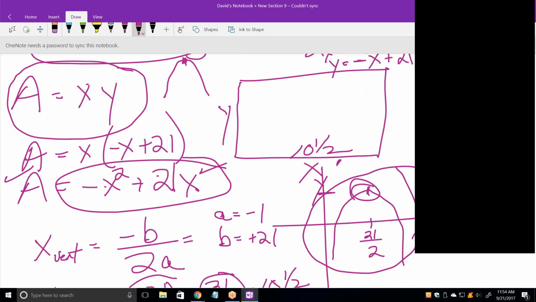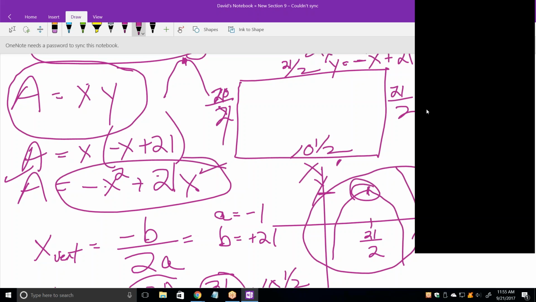Now, remember my original equation, 2y plus 2x equals 42? Well, yeah. 2x is 21, which gives me 21 for the y's in half. So they're also 21 over 2. In fact, every side is 21 over 2, and we have a square. It's not a rectangle at all, it's a square.